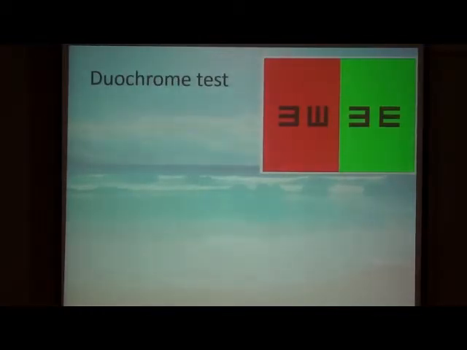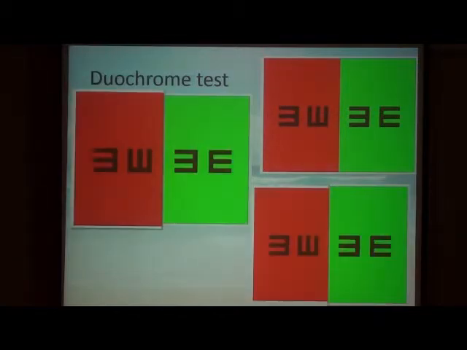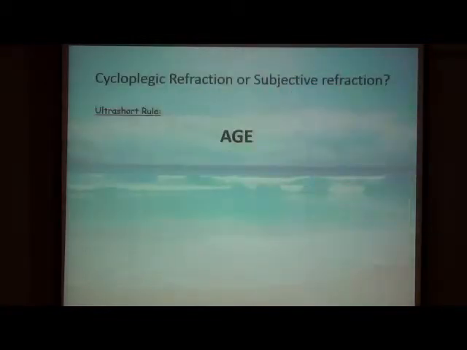The duochrome test is very helpful in doing subjective refraction in children, because they have quite a good accommodation. It can give us an idea if we are overcorrecting.